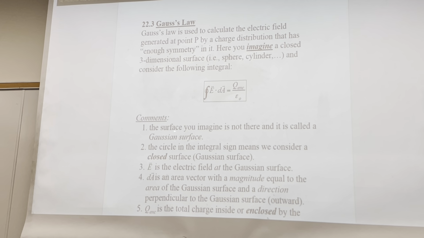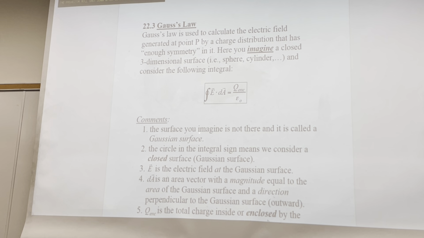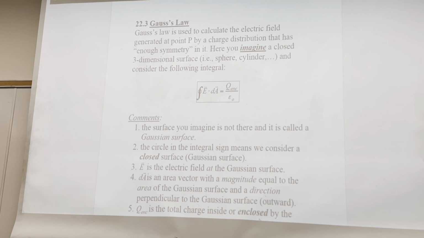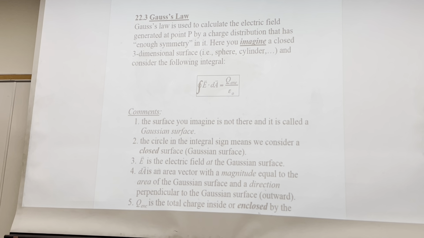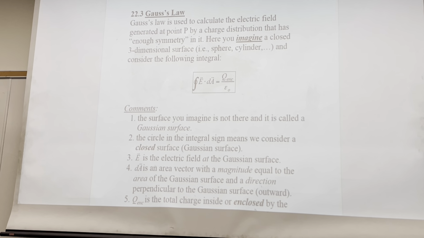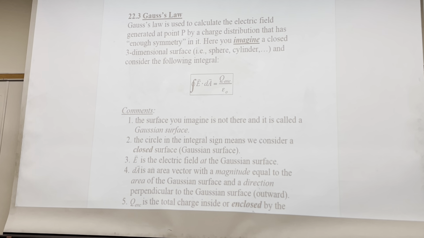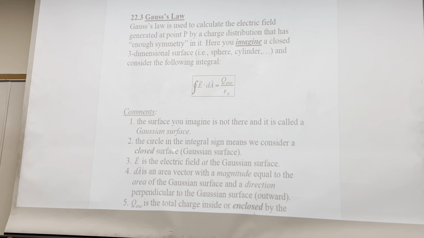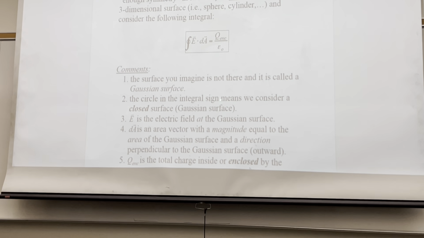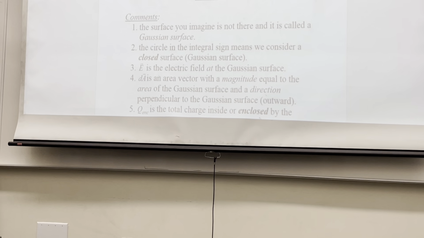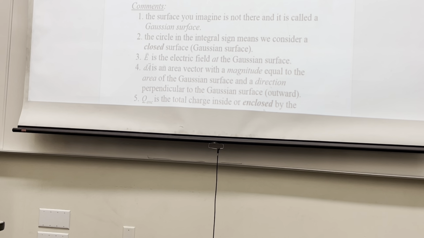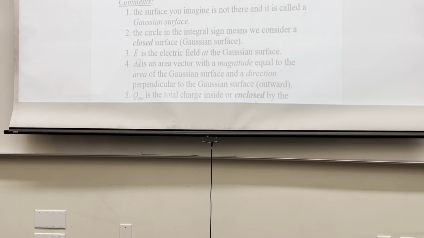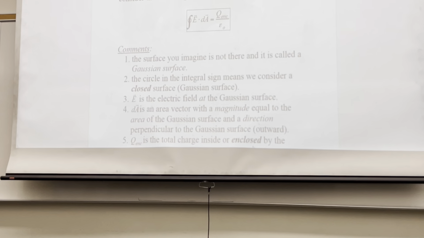And my very first comment is this: the surface that you imagine is not there. You're seeing things that are not there, as a trick to solve a problem. But they don't exist. They're just something you imagine. The circle in the integral sign means the surface that you imagine has to be a closed surface. Well, spheres and those cylinders that I said are closed surfaces. E in this expression is the electric field at the Gaussian surface.